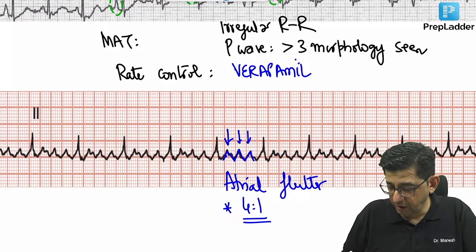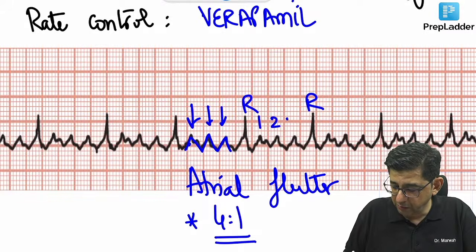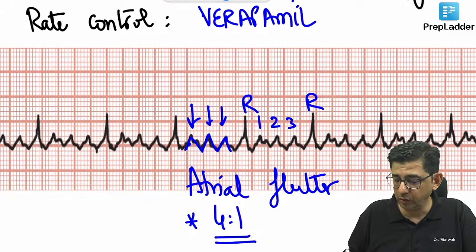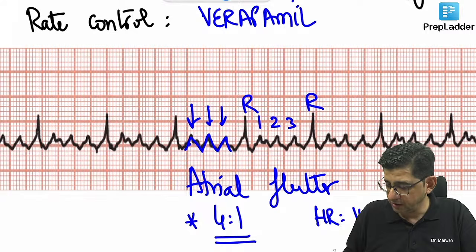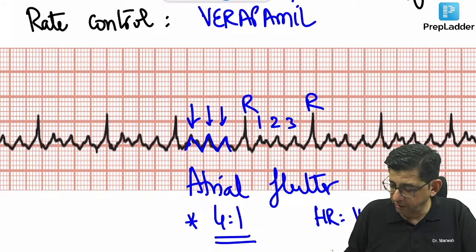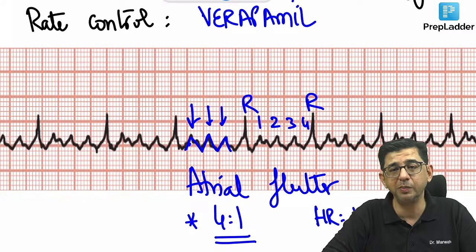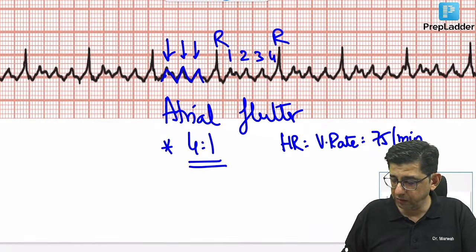And if I count the heart rate in this one, let's do the heart rate calculation also. The heart rate would be something like 1, 2, 3, 4. So the ventricular rate of the patient would be something like 75 beats per minute. I'm writing 75 because I can count 4 large squares present. Help me out with the atrial rate, guys, now.